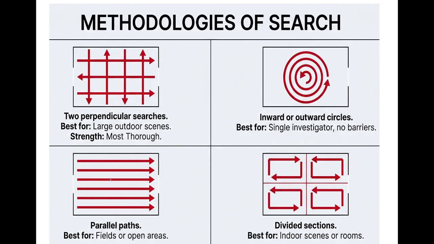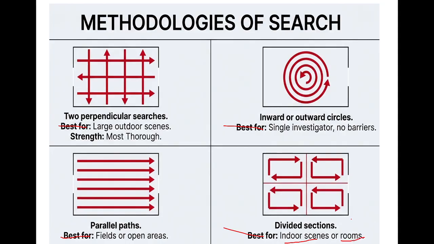Then the search starts. Okay, so how do we search? Very quickly, we've already done it. We have two perpendicular searches, we have inward and outward circle, we have a parallel path, and we have divided sections. And each of these, be careful, this is an important exam question: what are they best for? As an example, for a divided section, the search is for indoors or rooms.